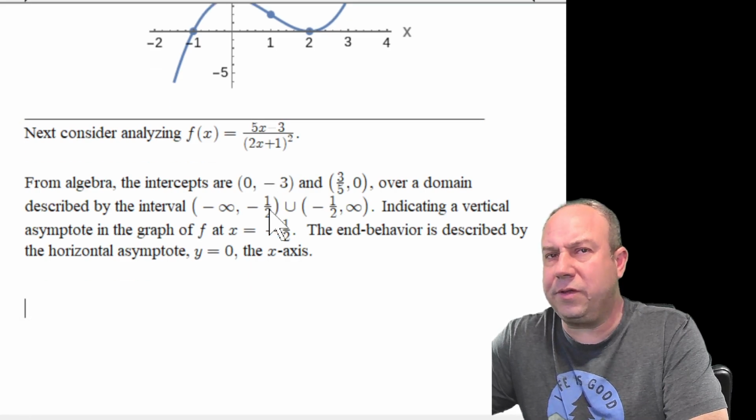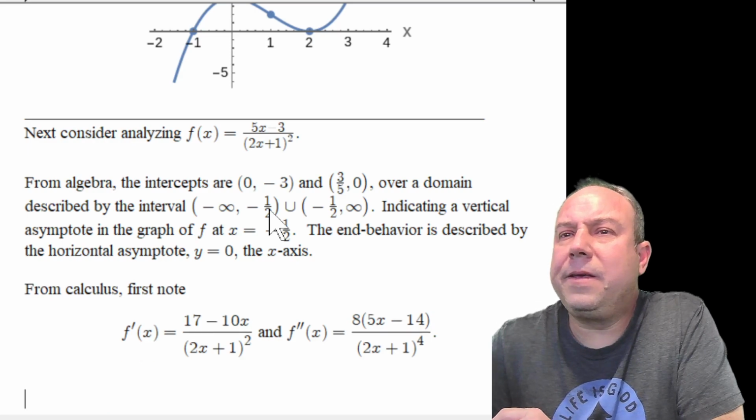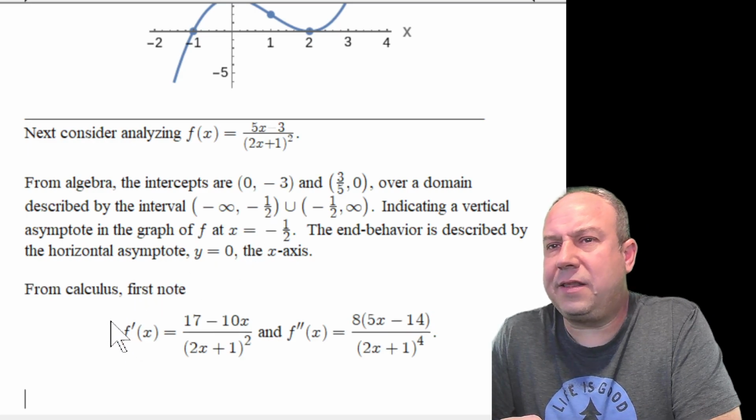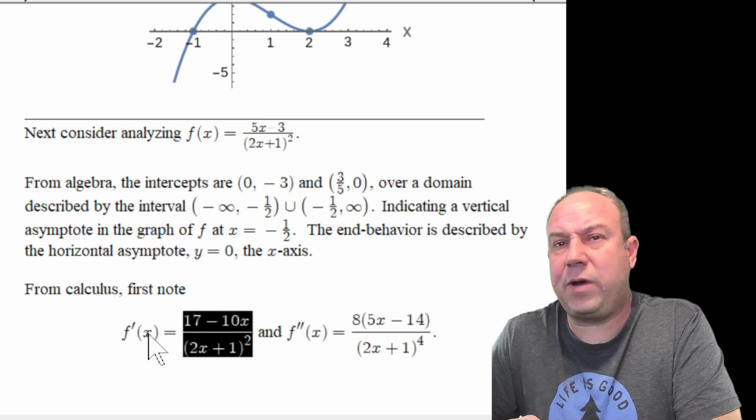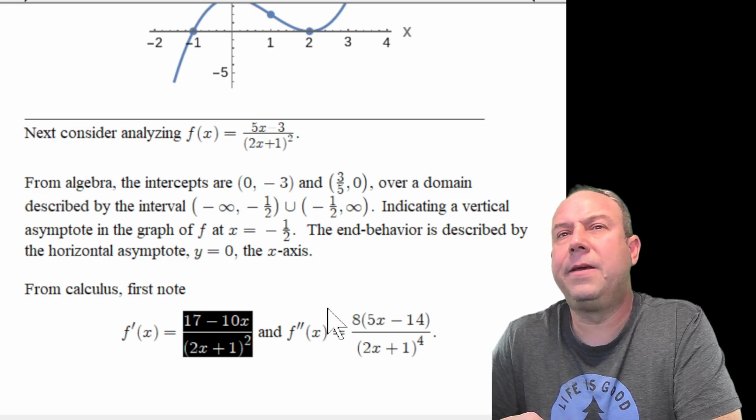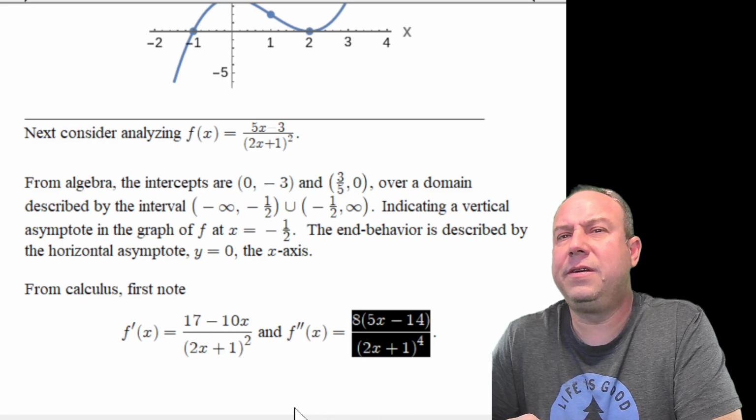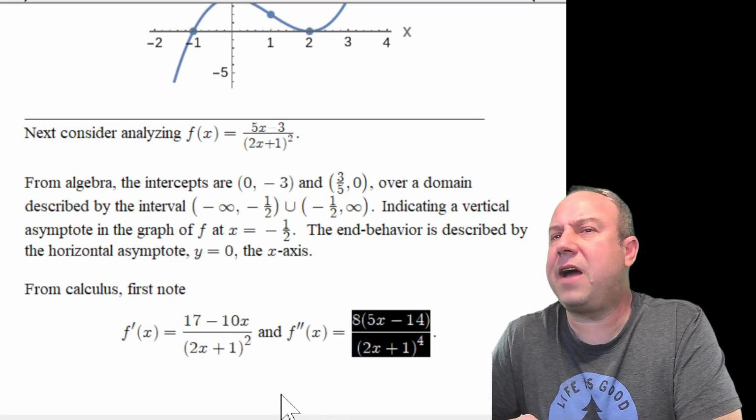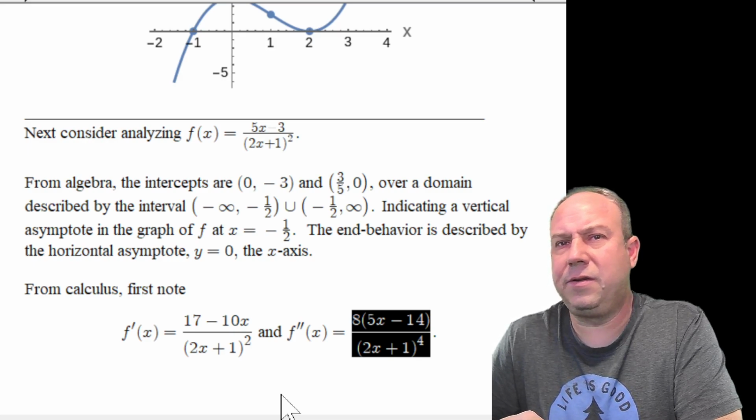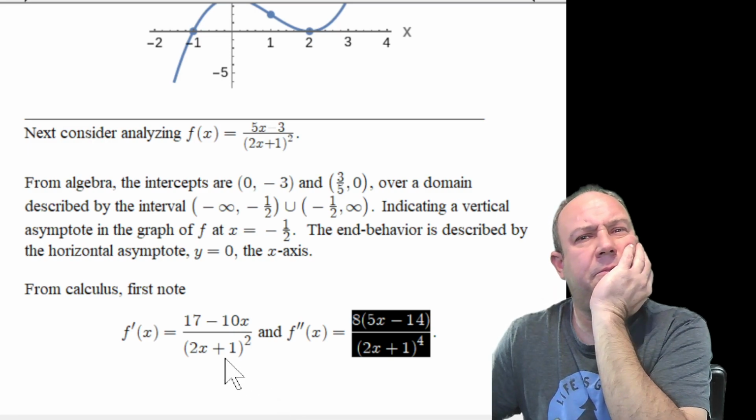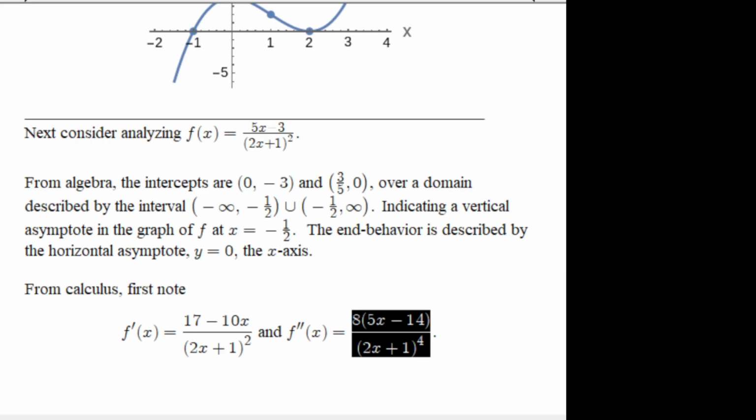If we want to go further in the analysis, though, we need the first and second derivatives. Using a little bit of quotient rule, I can calculate the first derivative to be 17 minus 10x over 2x plus 1 quantity squared. And I can calculate my second derivative to be 8 times the quantity 5x minus 14 all over the quantity 2x plus 1 squared. I'm going to pause here and double check those derivatives.